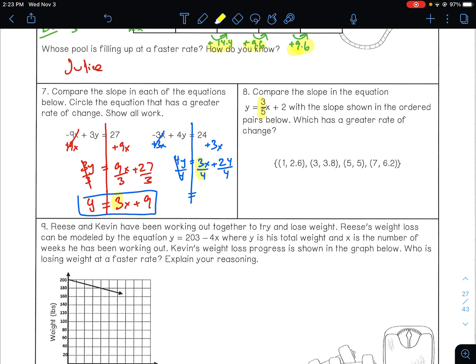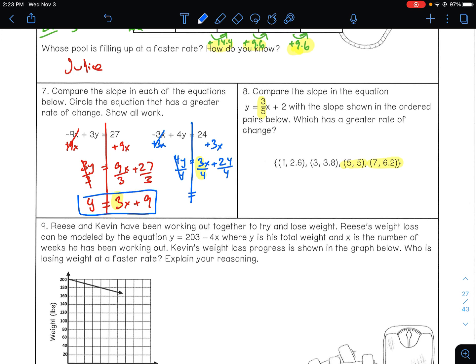I was going to choose points with whole numbers, but I guess this one and maybe this one. Sure, why not? Let's make this one, so remember it's y2 minus y1 over x2 minus x1. And let's make this y2, and let's make this y1. So 6.2 minus 5 over 7 minus 5. So 6.2 minus 5 is 1.2. 7 minus 5 is 2.